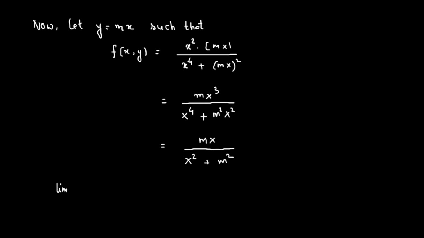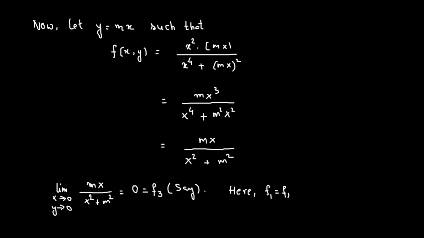Now this is the new function, so we begin by the limiting value of this particular function as x approaches 0 followed by y approaches 0. So we substitute the value for x and y, and that gives us 0, and let this be function f3. So clearly we're seeing that f1 is equal to f2 is equal to f3.